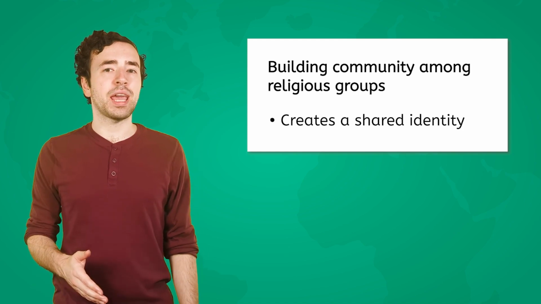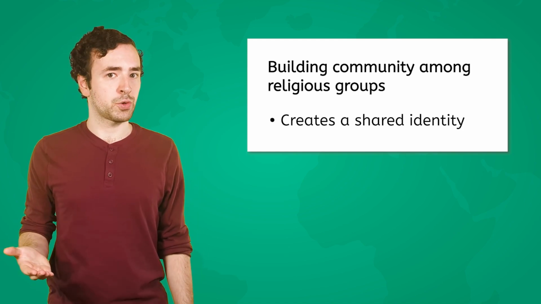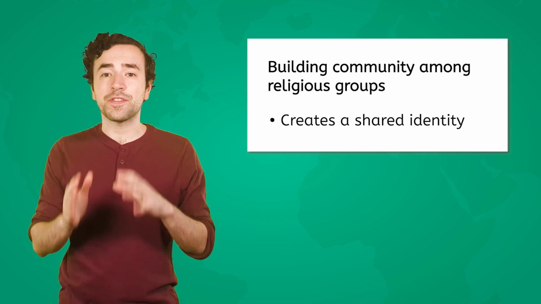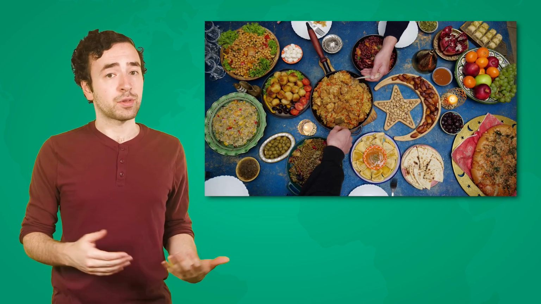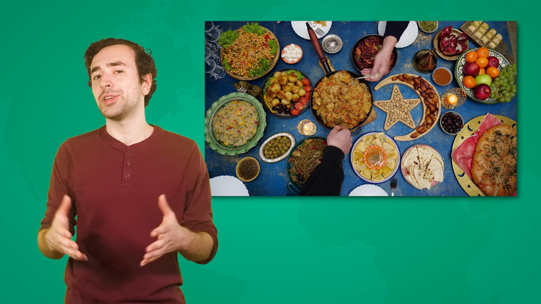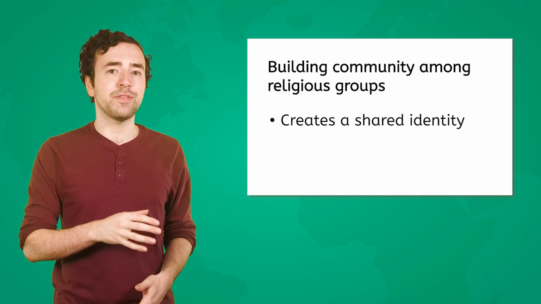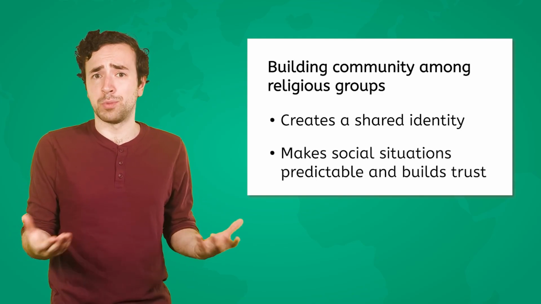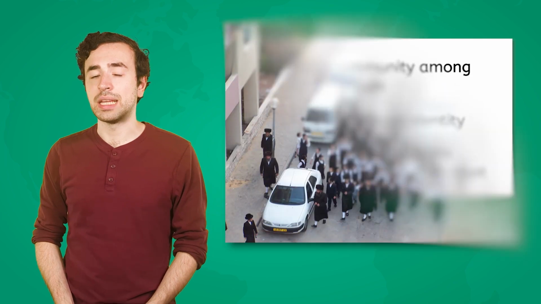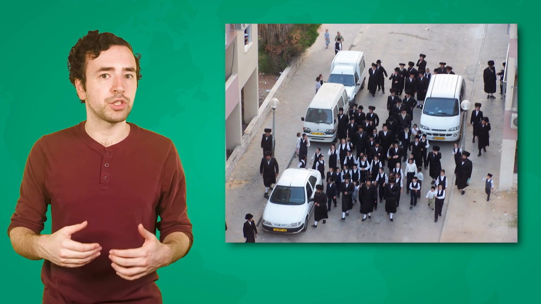Well, these rules and behaviors help create a shared identity among members of a religious group. During the holy season of Ramadan, many Muslims fast during the day. After sunset, these communities come together and have a big feast, helping foster a shared identity. Plus, when there are shared rules and behaviors, it makes social situations more predictable, and that helps build trust among group members.